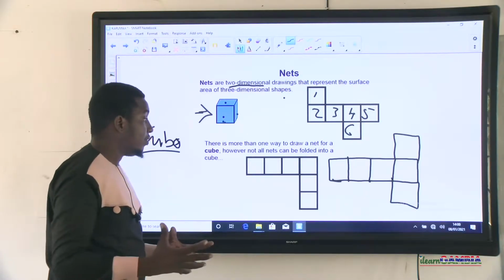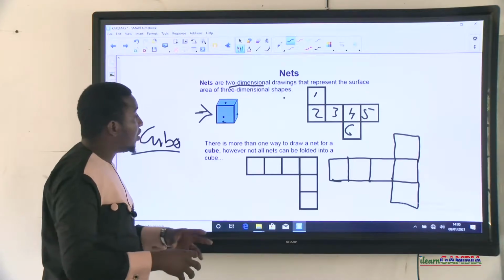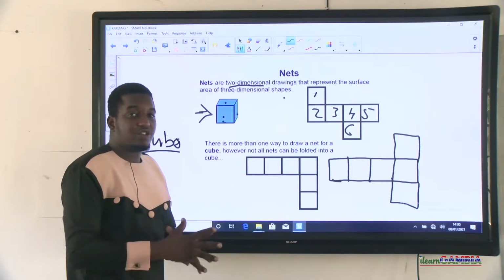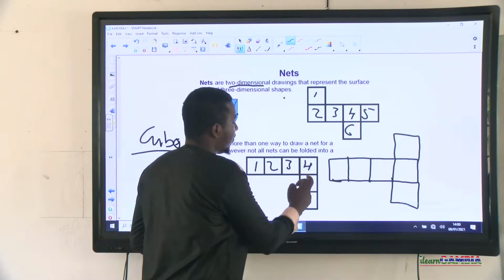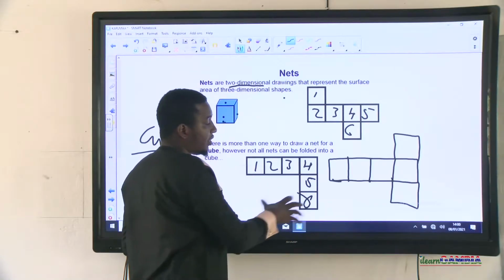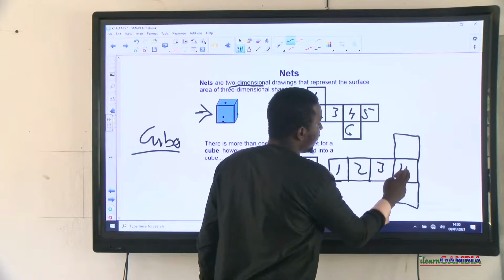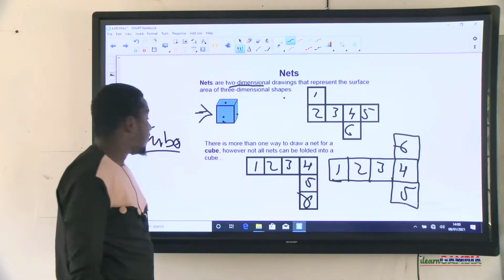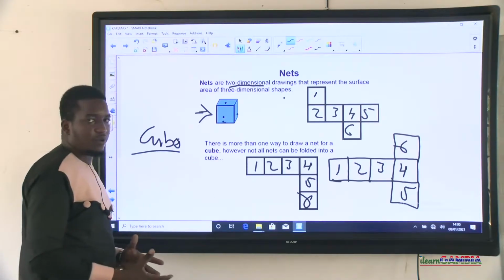Is equal to 6, because cubes have 6 faces, and because all the faces are equal, the two-dimensional shapes also, all the sides should be equal. So here we have 1, 2, 3, 4, 5, 6. That will represent the 6 faces. And here equally we have 1, 2, 3, 4, 5, 6, which is also going to represent the 6 faces. That is a general overview of what we are going to do today.